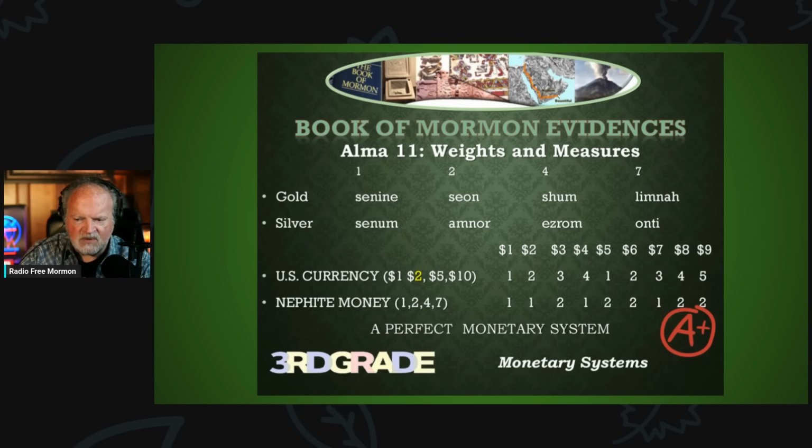$3 is 3 units. $4 is 4 units, okay? He's making the same mistake that the Scripture Central people did, but they did it under the auspice of looking at the lesser units, which is 1 penny, 2 penny, 3 penny, 4. This person's doing it with dollars, but he's skipping the $2, okay? That's a cheat. That's a total cheat what he's doing.